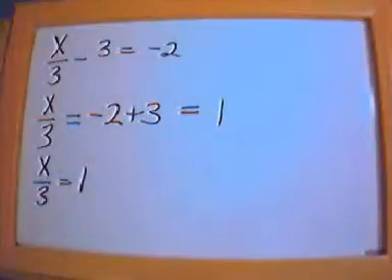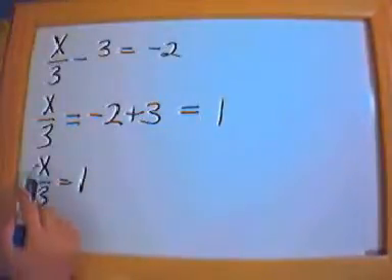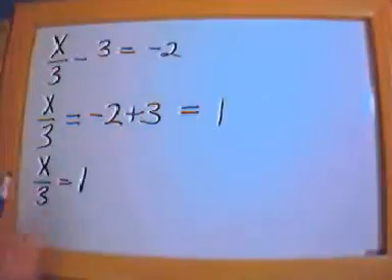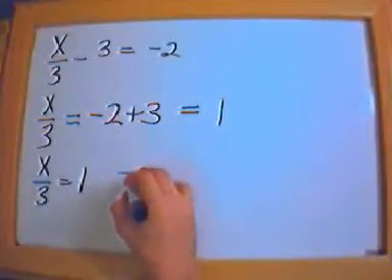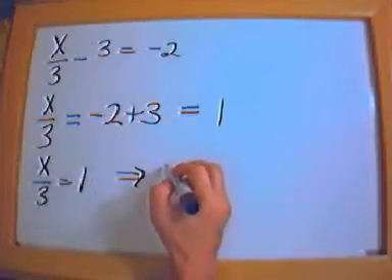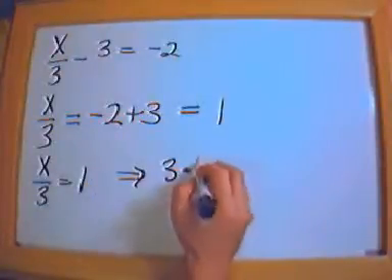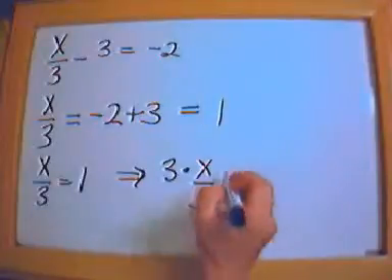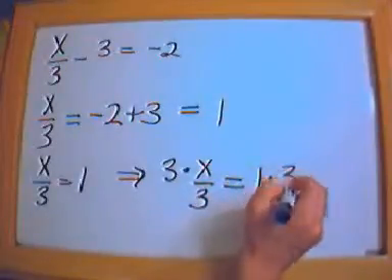Now, on the left-hand side, I've got x divided by 3. I want to get x by itself. The opposite of this division is simply multiplication. Since this is the first of this type, I'll just explicitly show what's going on here. I'm going to multiply both sides of this equation by 3: 3 times x over 3 equals 1 times 3.